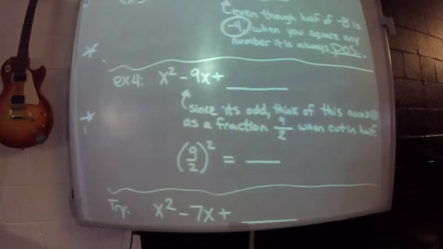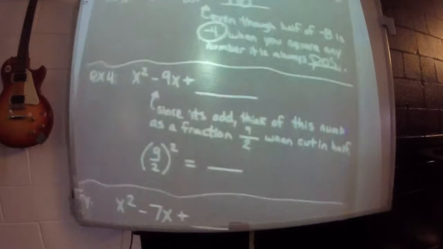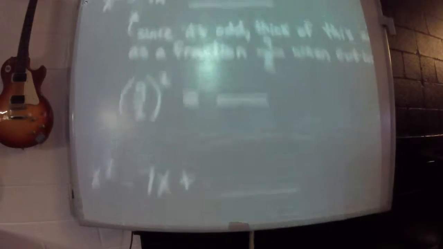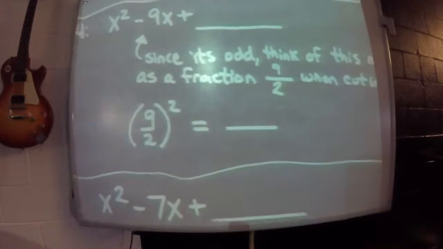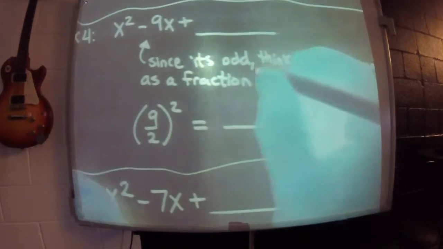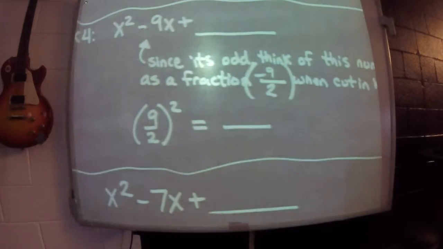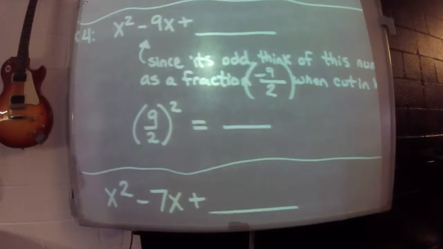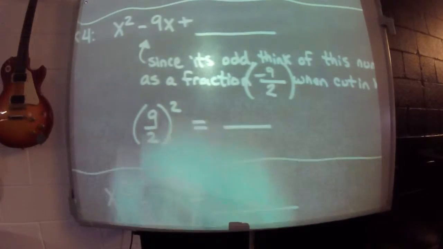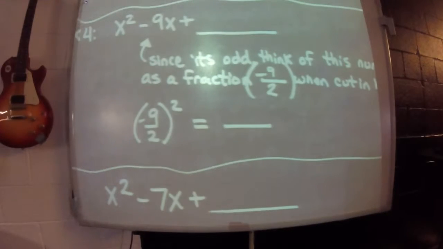All right, now we come up on 2 problems. One, the negative, which isn't that big of a problem, but the odd number right here. What we're not going to do is half 9 and get 4.5. I don't want you to have 4.5. I want you to half it and think of it as -9 halves. I don't care if you think negative or positive, it is -9 halves. If you half 9, it becomes 9/2. And then square -9 halves.